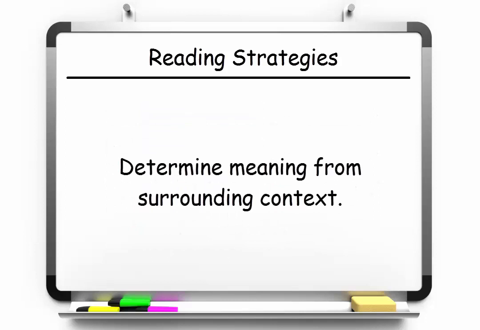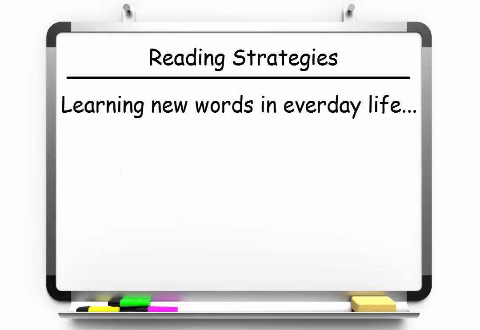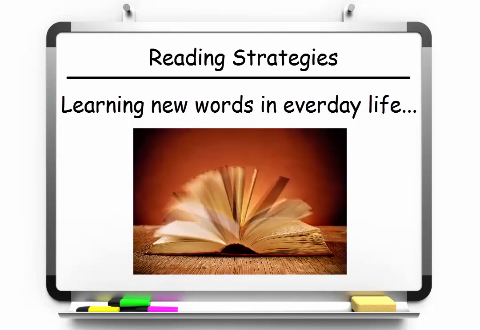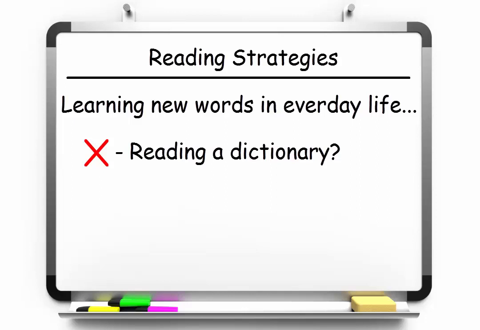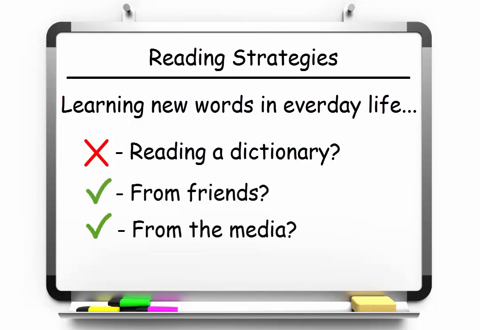The ability to determine meaning from the surrounding context is something that we all use every day. Think of the last few words that you learned in everyday life. You probably didn't learn them by randomly flipping through a dictionary. Instead, you may have heard or seen them used by friends or in the media. And by seeing these terms used enough times, you probably managed to figure out their meanings by using the surrounding contexts.